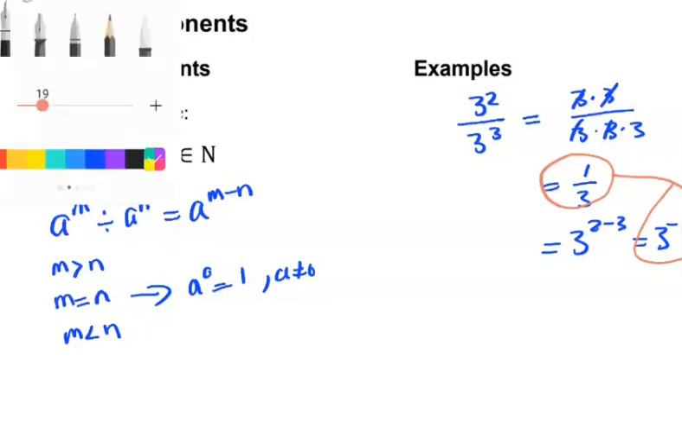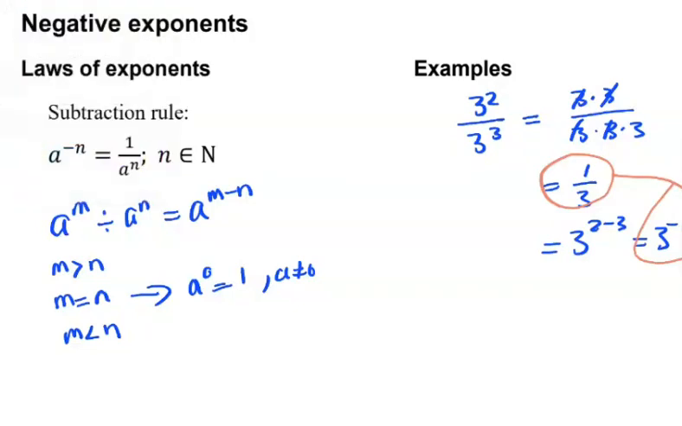So let us change the color again and look at what we have here. The rule just says that if I have a negative exponent there, then I can write it as 1 over a to the n. And vice versa, if I have 1 over a to the n, I can write it as a to the minus n. So remember, the equal sign goes both ways.